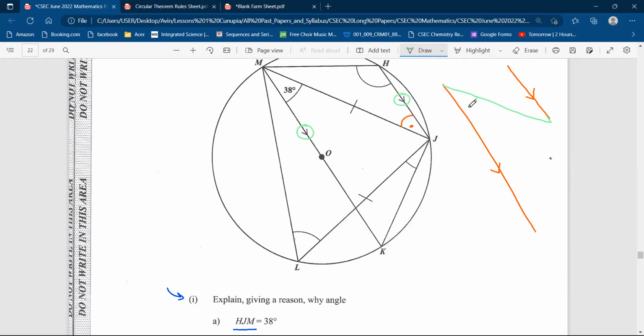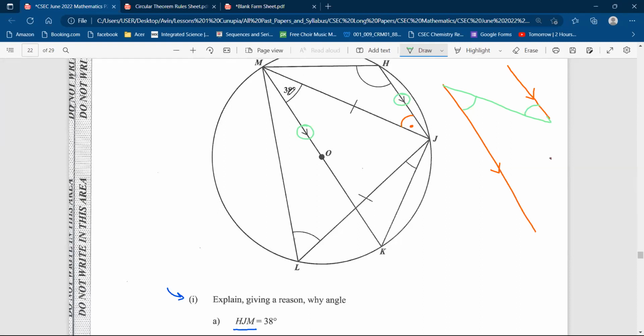So if here's 38 degrees, then HJM is also 38 degrees. But I have to give a reason why, right? You have to say that HJM and this angle are alternating angles, hence they are equal.